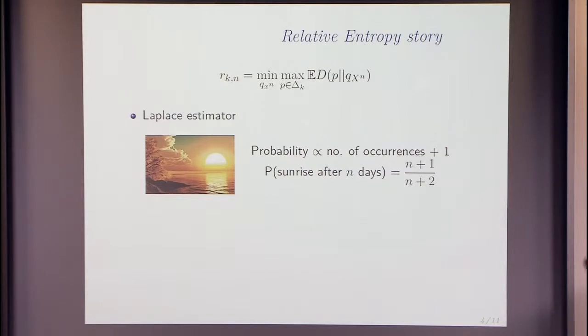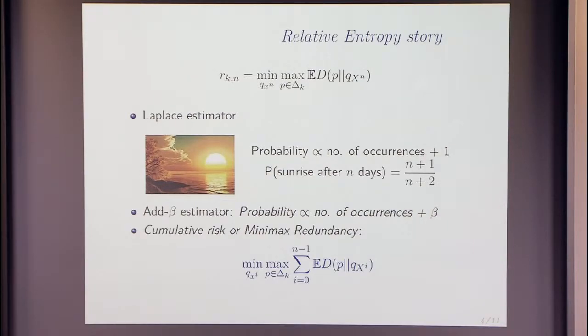A more general family of estimators is the add beta estimator. Here the probability you assign to a symbol is proportional to the number of occurrences of the symbol plus some constant beta, which is positive. And Laplace is a special case where beta is equal to 1. Okay, here I tie in with the previous talk. There's some very good news associated with this family of estimators, and that's the following.